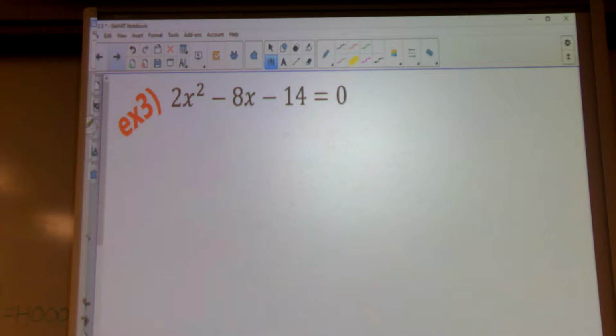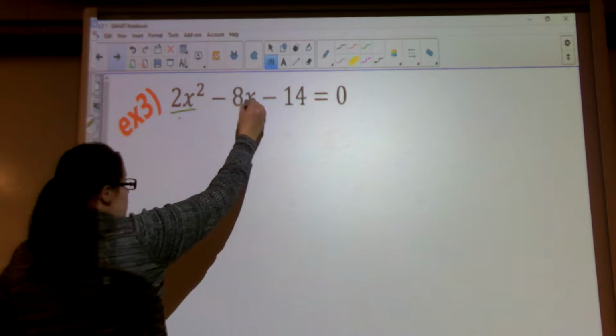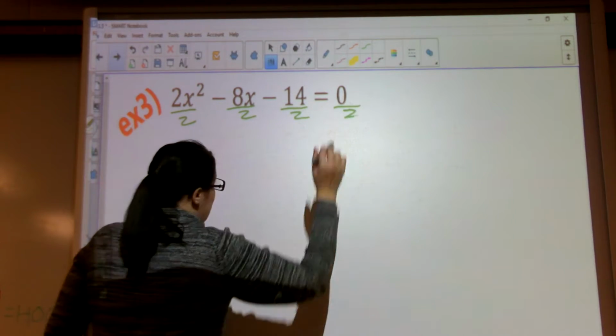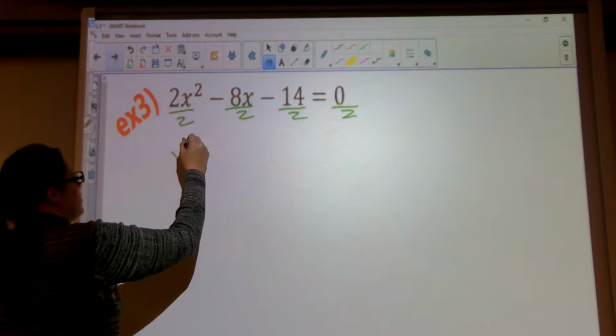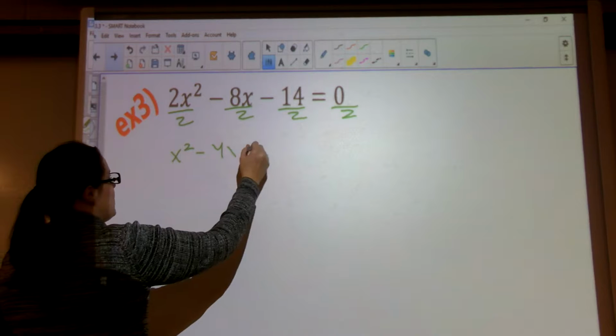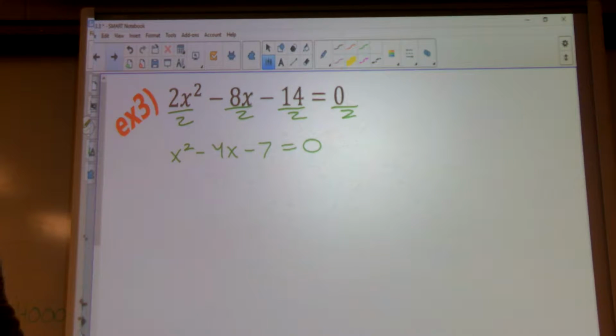Okay. What do I need to do? First, divide by a. So everything. Even the other side, divide by 2, divide by 2, divide by 2. Even that other side, you would divide by 2. So here I get x squared minus 4x minus 7 equals 0. But don't forget to divide the other side. Now in this case it was 0, so it doesn't matter. But if that's another number, it definitely matters.